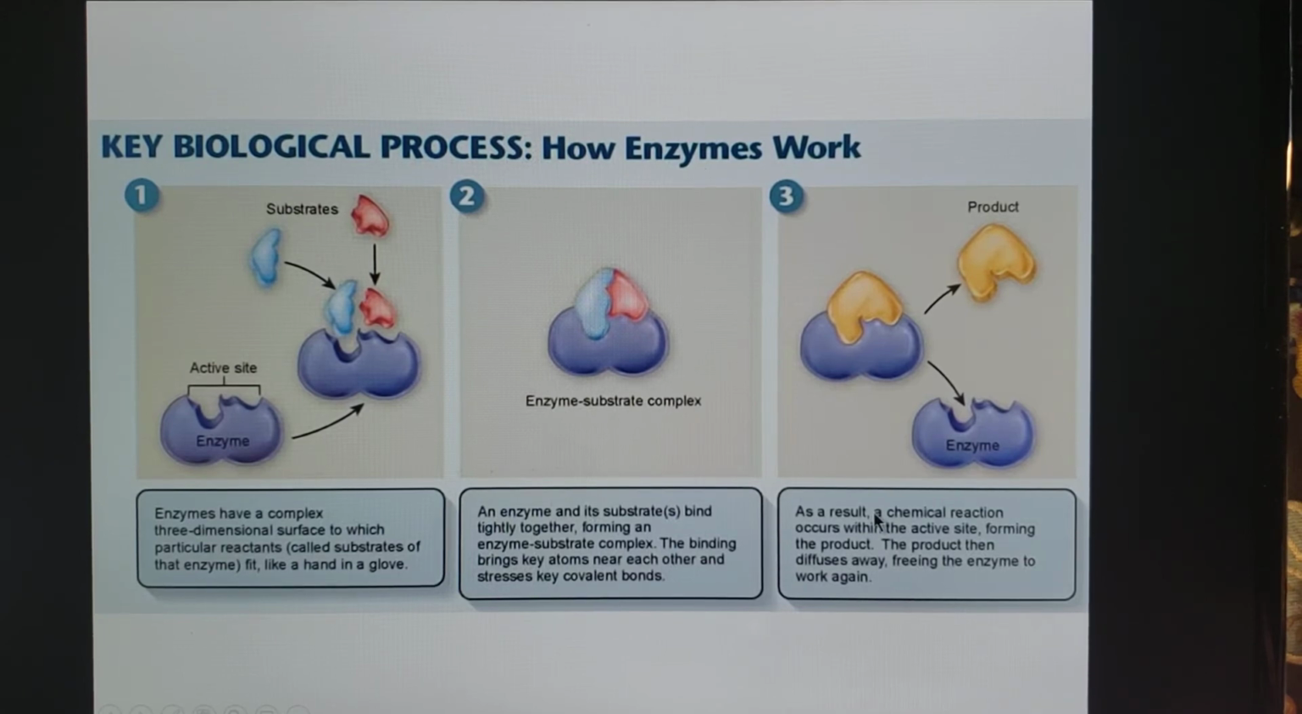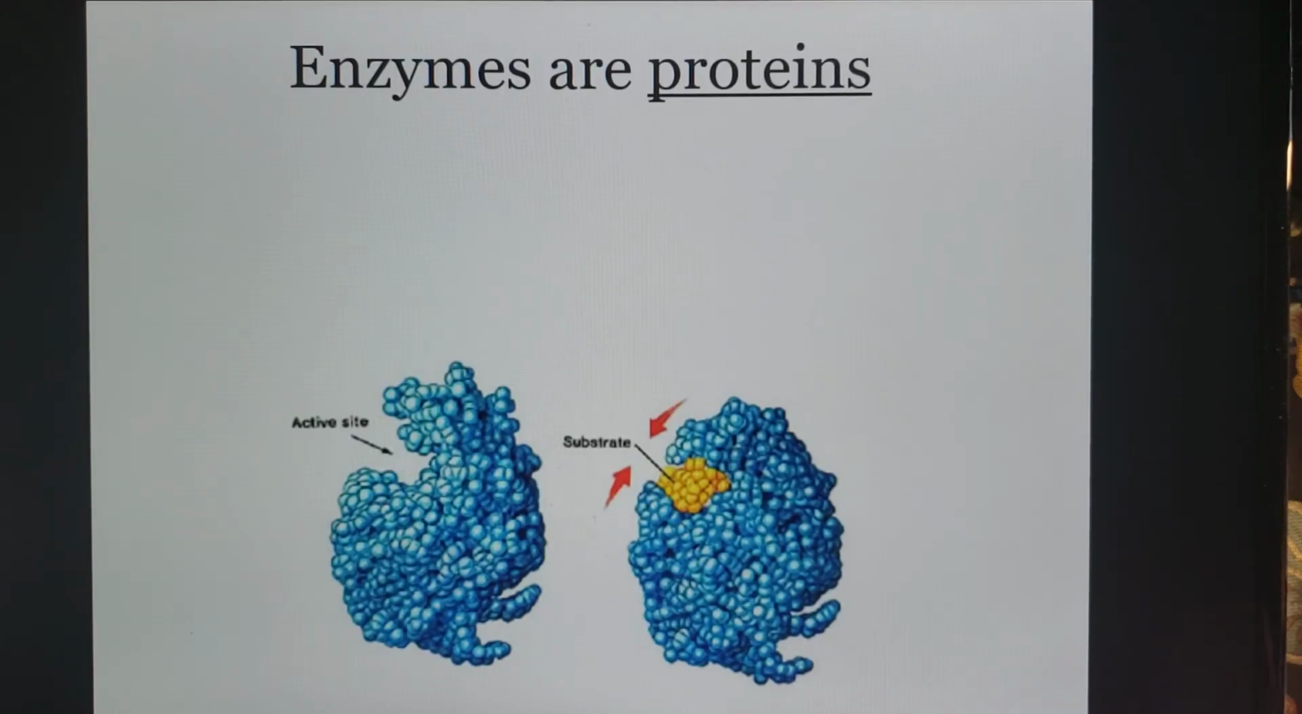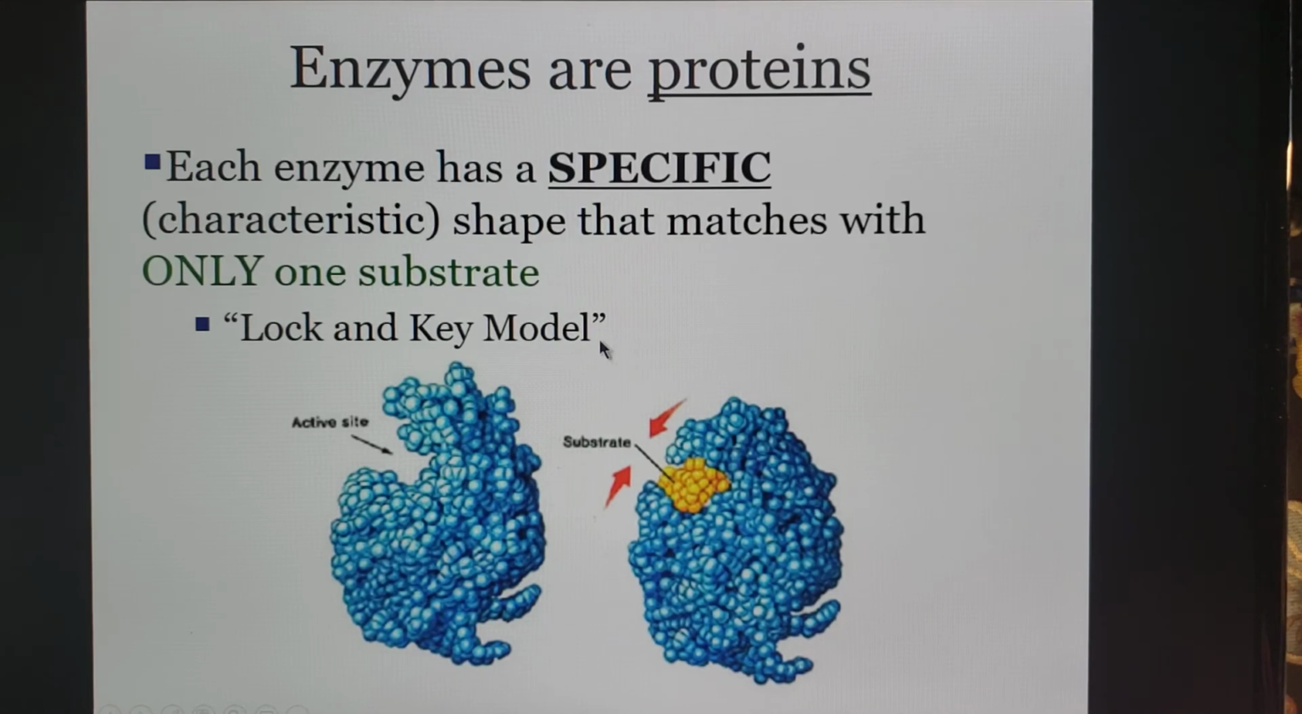There are millions of these processes going on inside your body right now, 24/7. You don't control it, you don't feel it, you don't even know about it, except from the results. And we get these weird pictures. So this is a three-dimensional object, a protein, and the active site is sort of like where this thing fits, and the substrate is what goes in there. Each enzyme has a specific characteristic shape that matches only one substrate. So think of that lock and key model.